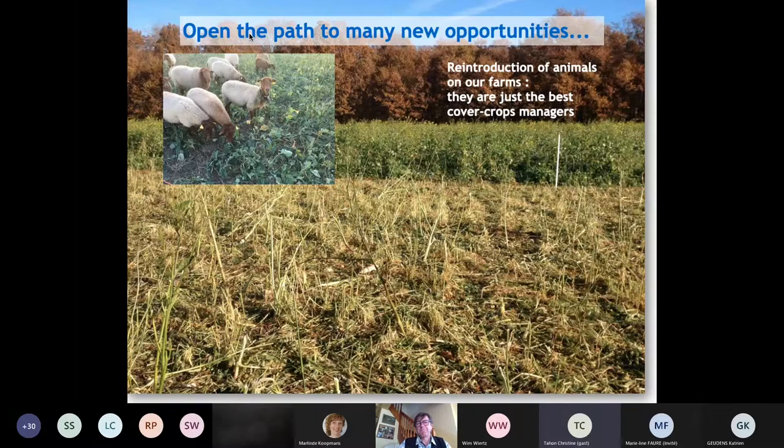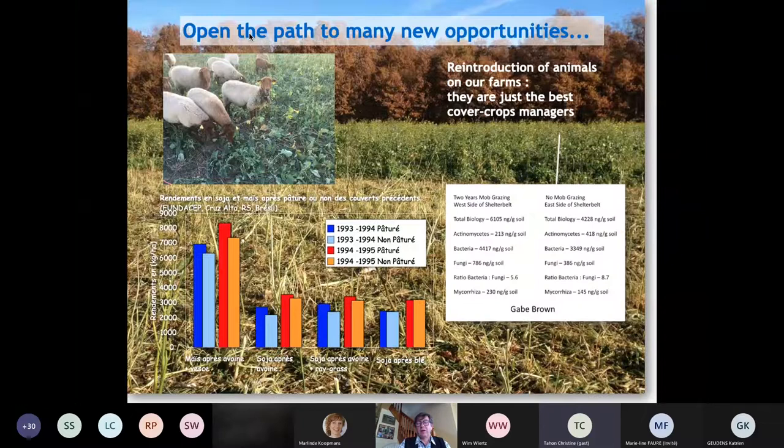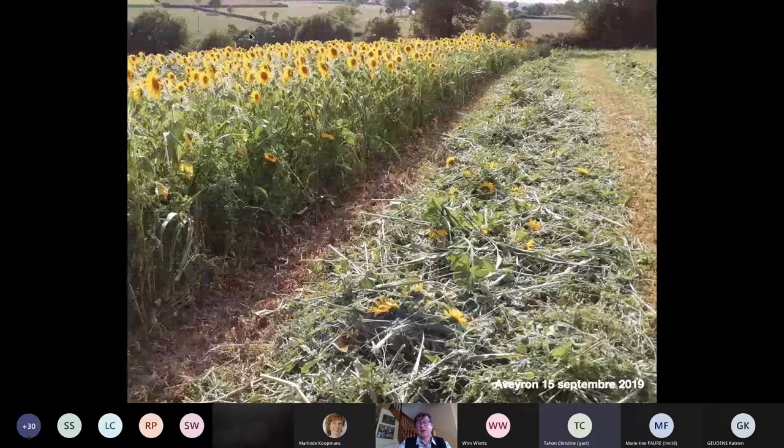It opened the path to new opportunities with animals as well, and that's why we reintroduced animals on the farm. The animals are giving a better value to the cover crop without taking it out, because they are leaving manure in the fields. And they're stimulating the soil life as well.